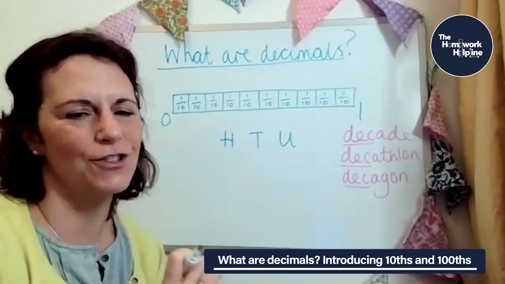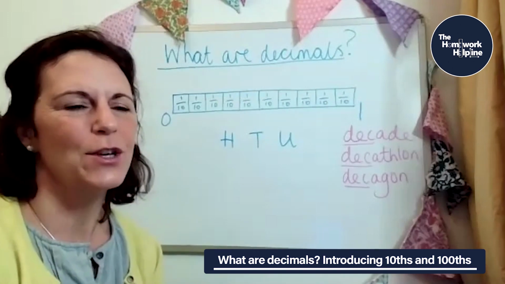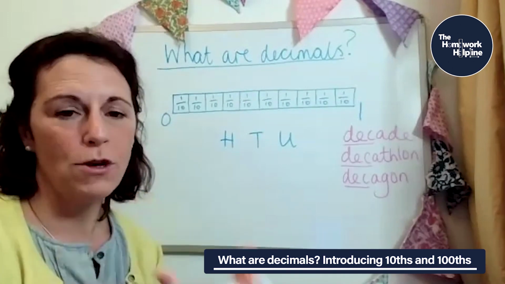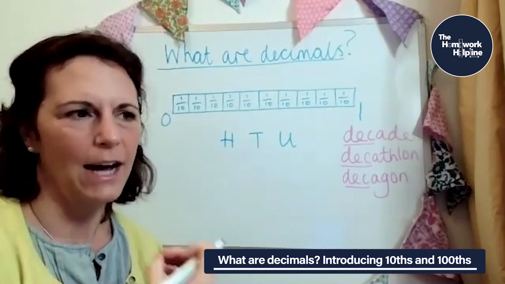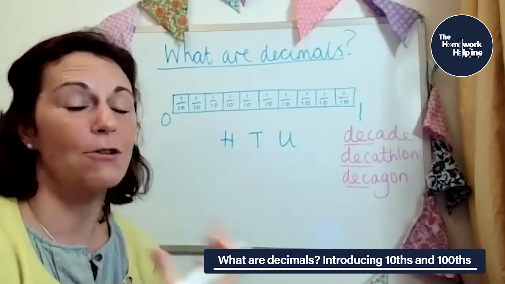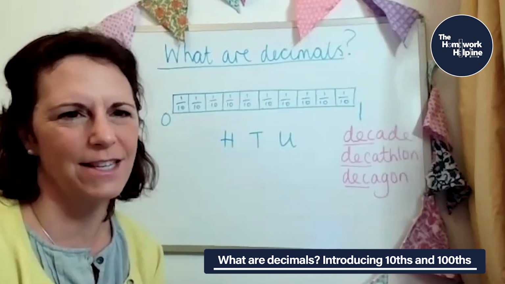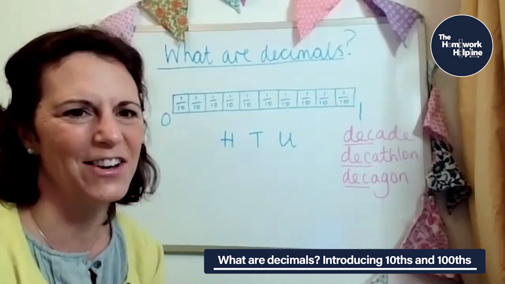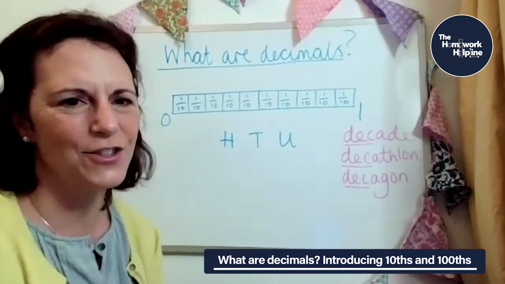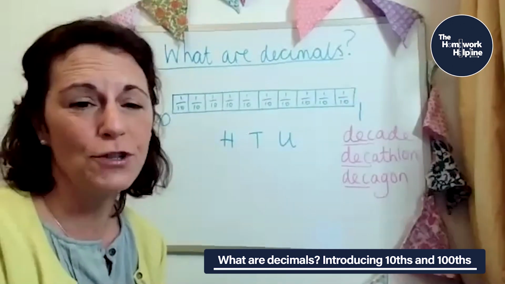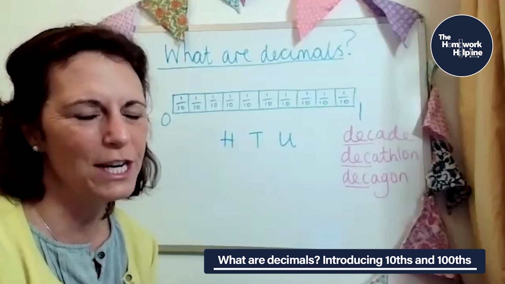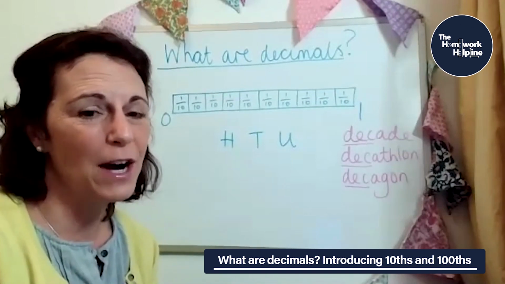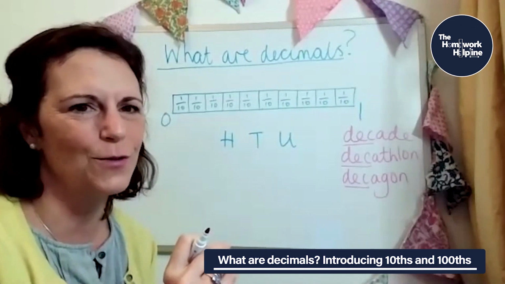So this is an introduction to decimals. I'm going to explain what decimals are and how to turn fractions into decimals and decimals into fractions, because that's a really important thing to learn when we're in Key Stage 2. This is for sort of Year 4 children, maybe some Year 3 will be watching. And if you're in Year 5 or 6, this is really good revision for you.